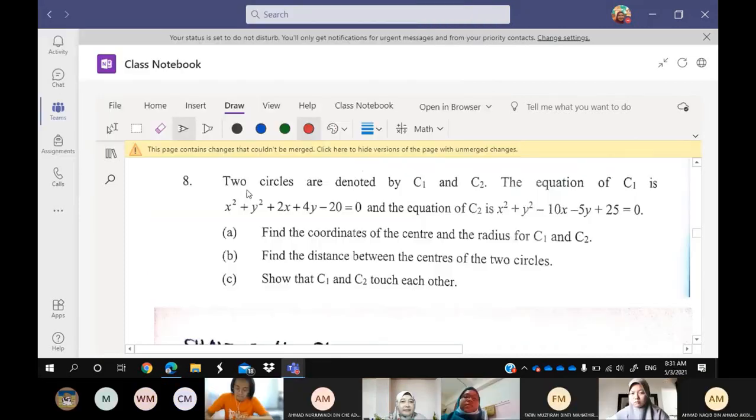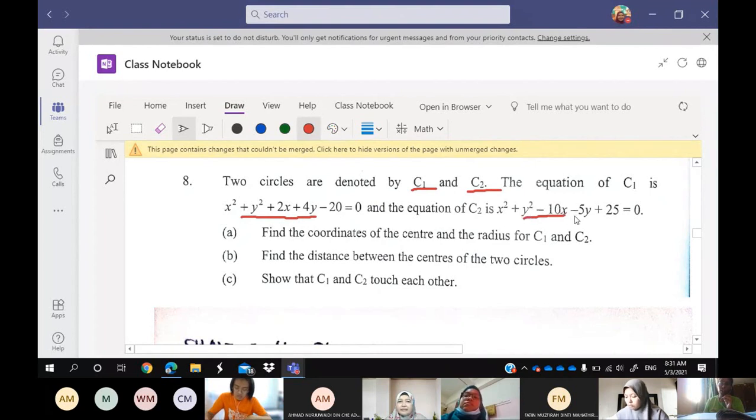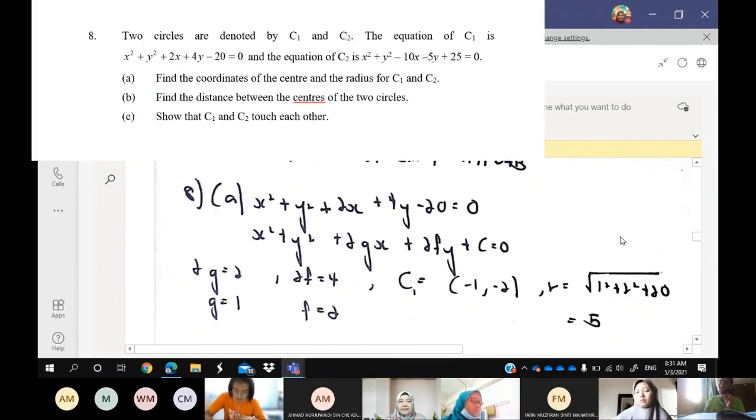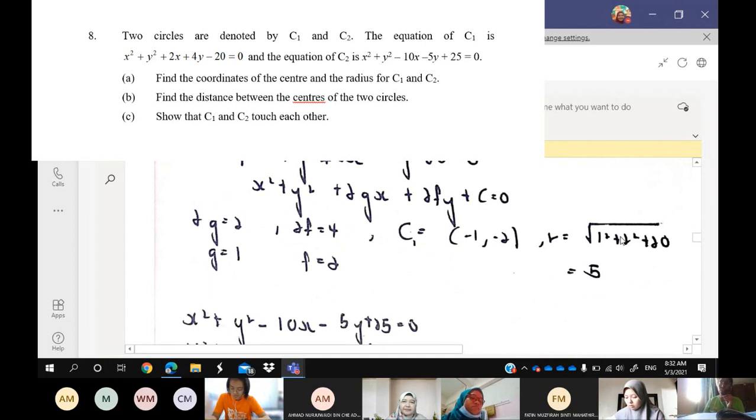Okay, good. Find the coordinates of the centers and the radius for C1 and C2. First we need to find g and also f. For g is 1, for f is 2. So the center is negative 1 and negative 2. For the radius, the formula is g square plus f square minus c, and then square root. The answer for C1 is 5.